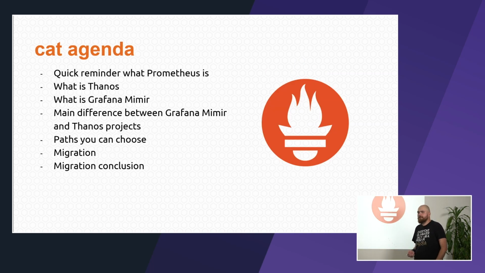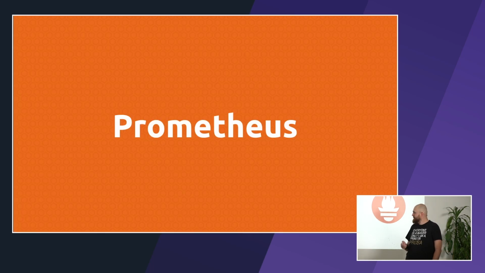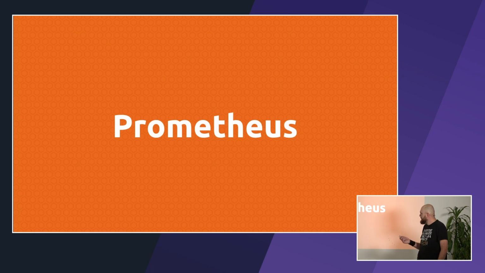Okay, agenda. What are we going to talk about this evening? A quick reminder of what Prometheus is. So we know what Prometheus is, what Thanos is, what Grafana Mimir is, their differences, and then the migration itself and the conclusion of the migration, because as you will learn, it's not as easy as it could be. Let's start with Prometheus.